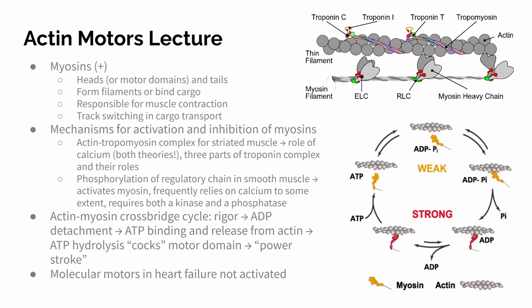It can help to know that the tail is a light chain and everything else is a heavy chain. But it's most important to know what is binding to the cytoskeletal filaments and what is carrying it along.